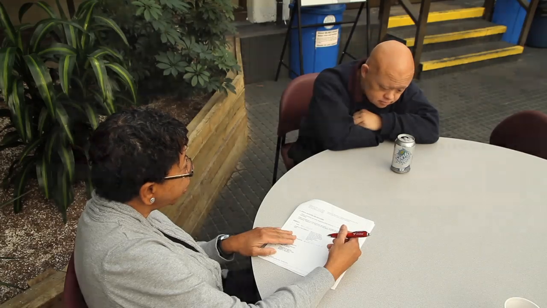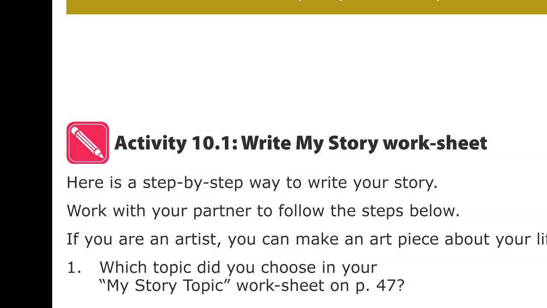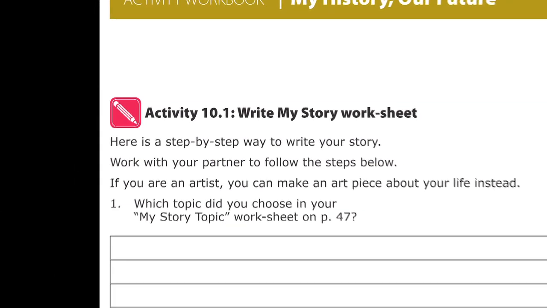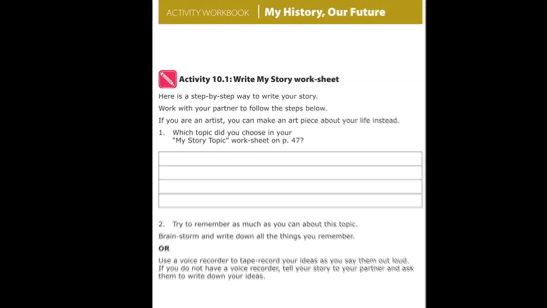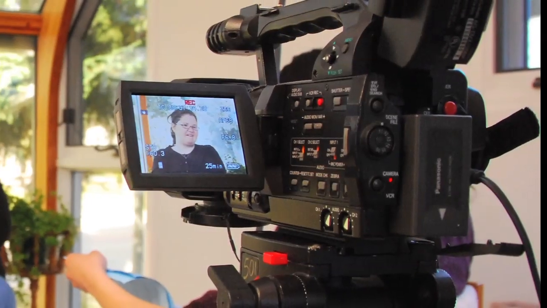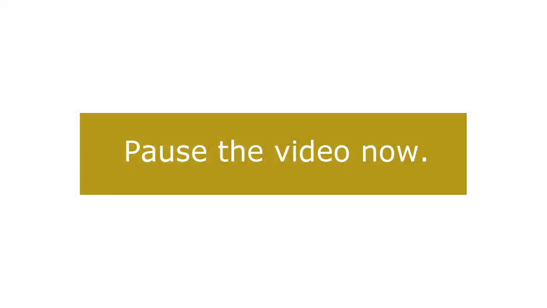Now it's your turn to write your story. Try to write a short story that is 10 sentences long about the topic you chose in the My Story topic worksheet. Use the Write My Story worksheet in your passport. If you'd rather tell your story out loud, use a voice recorder, video camera, or have your partner take notes. Pause this video now while you work on this activity.